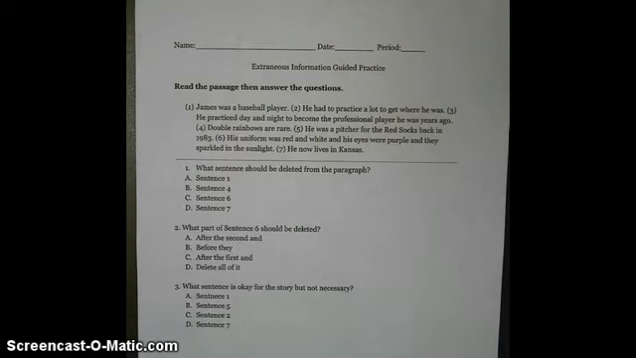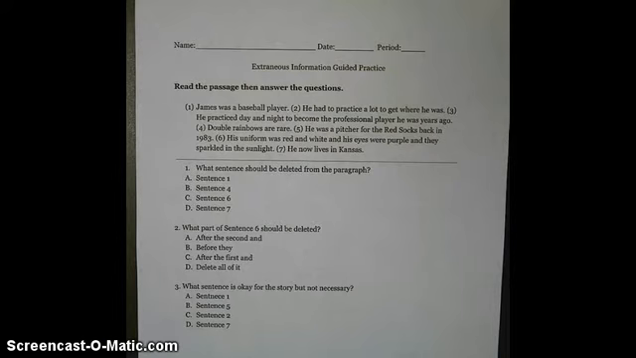The passage reads: James was a baseball player. He had to practice a lot to get where he was. He practiced day and night to become the professional player he was years ago. Double rainbows are rare. He was a pitcher for the Red Sox back in 1983. His uniform was red and white, and his eyes were purple, and they sparkled in the sunlight. He now lives in Kansas.